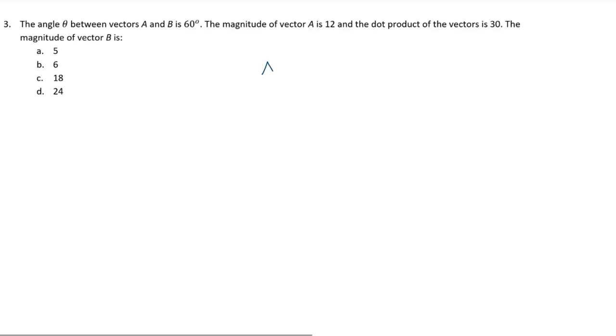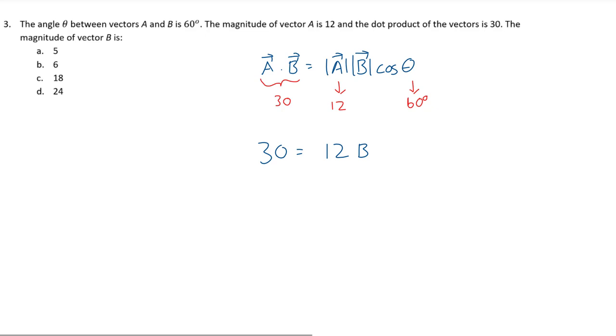Well, let's recall the definition of a dot product. If we have two vectors A and B, then A dot B is equal to the magnitude of A multiplied by the magnitude of B multiplied by the cosine of the angle between them, the cosine of theta. Well, what do we know? We are told in the question that the angle theta is 60 degrees, the magnitude of vector A is 12, and the dot product of vector A and B is 30. Substituting these into the equation, we get that 30 is equal to 12 multiplied by the magnitude of vector B multiplied by cosine of 60.